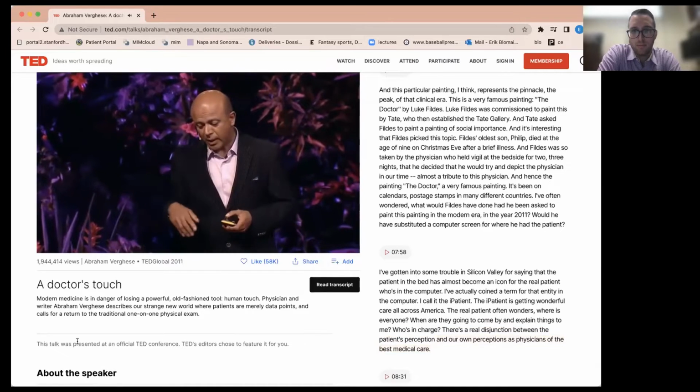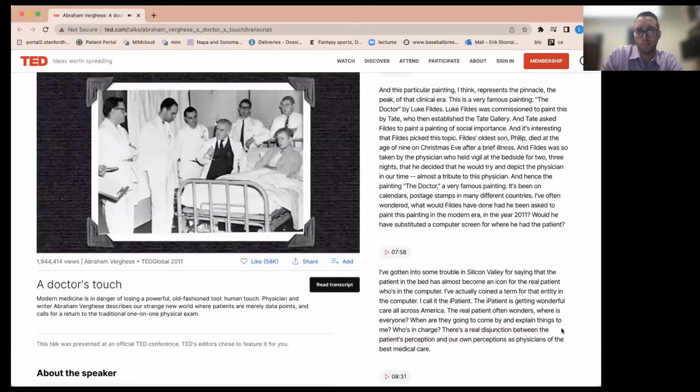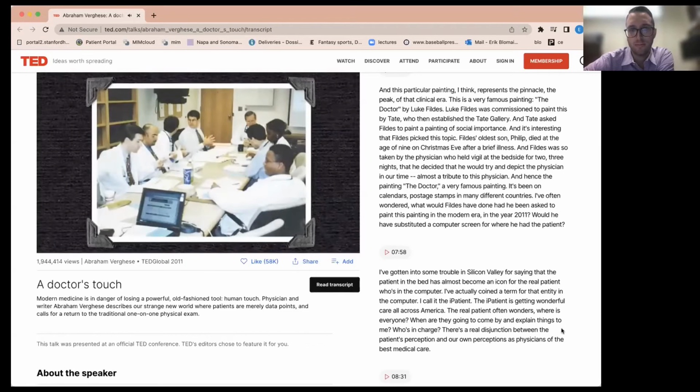I want to show you a picture of what rounds looked like when I was in training. The focus was around the patient. We went from bed to bed. The attending physician was in charge. Too often these days, rounds looks very much like this, where the discussion is taking place in a room far away from the patient. The discussion is all about images on the computer, data, and the one critical piece missing is that of the patient.